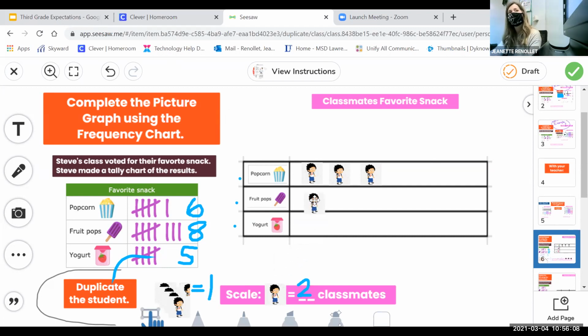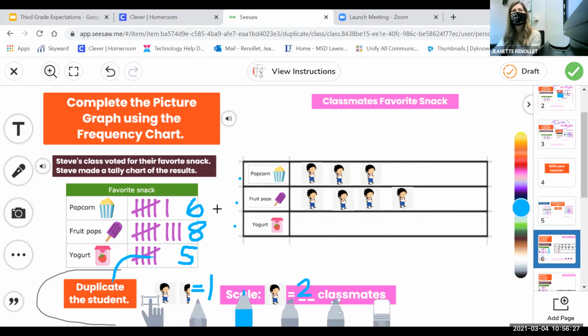Thank you. 8, so we're gonna skip count by 2s up to 8. 2, 4, 6, 8. I'm noticing that popcorn and Fruit Pops are both even numbers. 6 and 8 are even numbers, which is why it's making it so nice to skip count by 2.